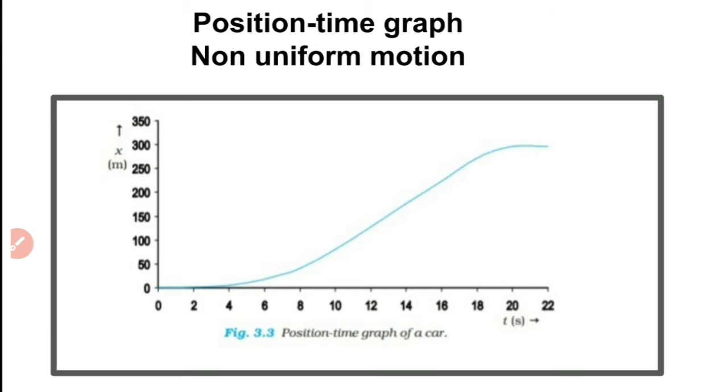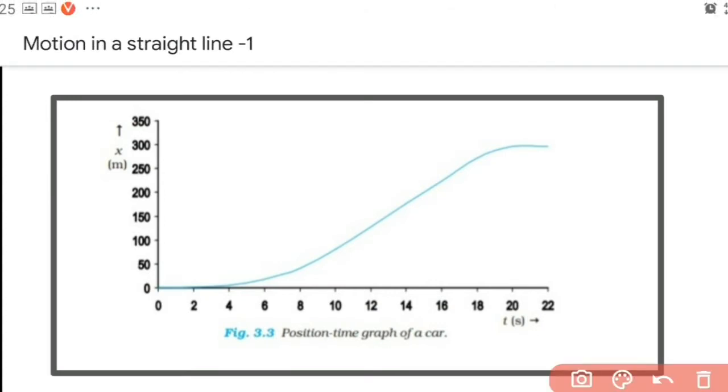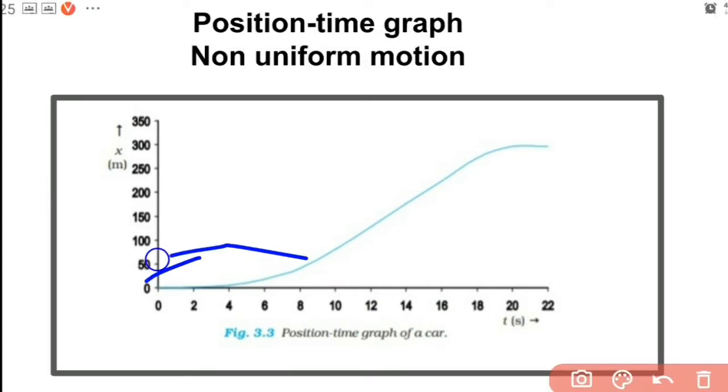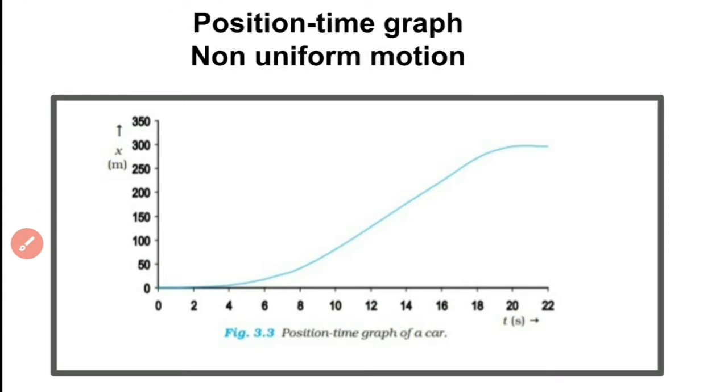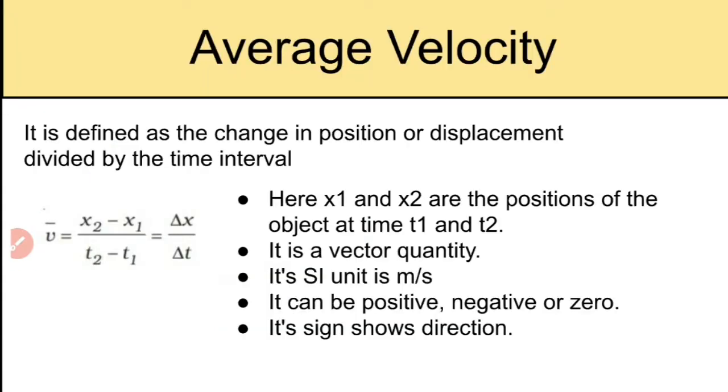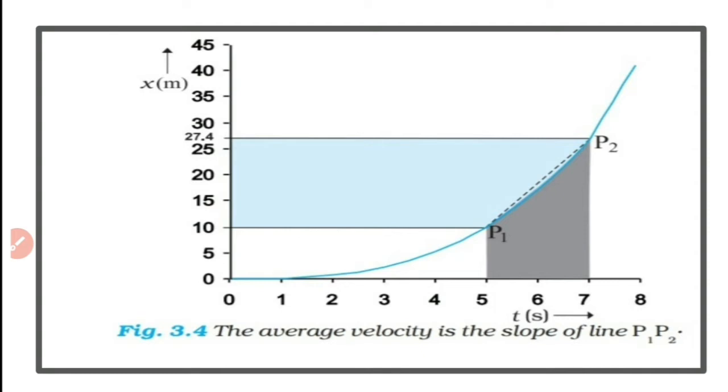It is the motion from 0 to 8 seconds. So from 0 to 8 seconds, this portion is redrawn. That graph we are discussing once again. So we are discussing one position time graph. This is the position time graph of that car during the time 0 to 8 seconds.